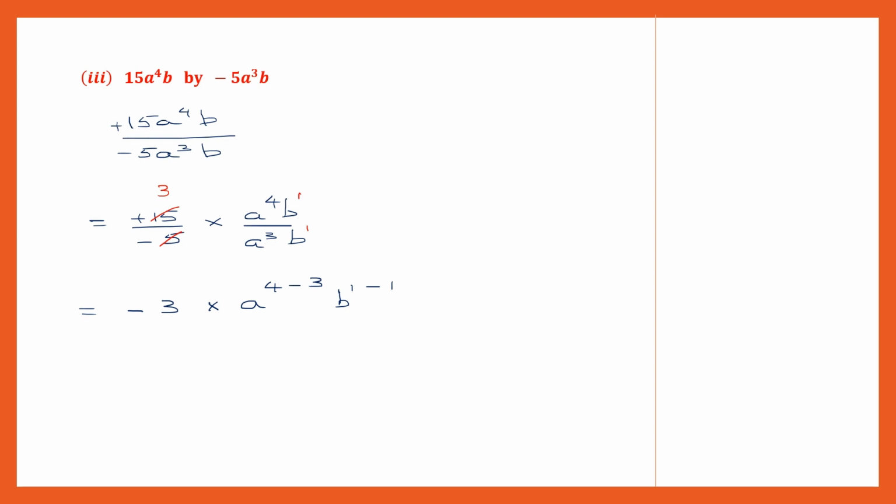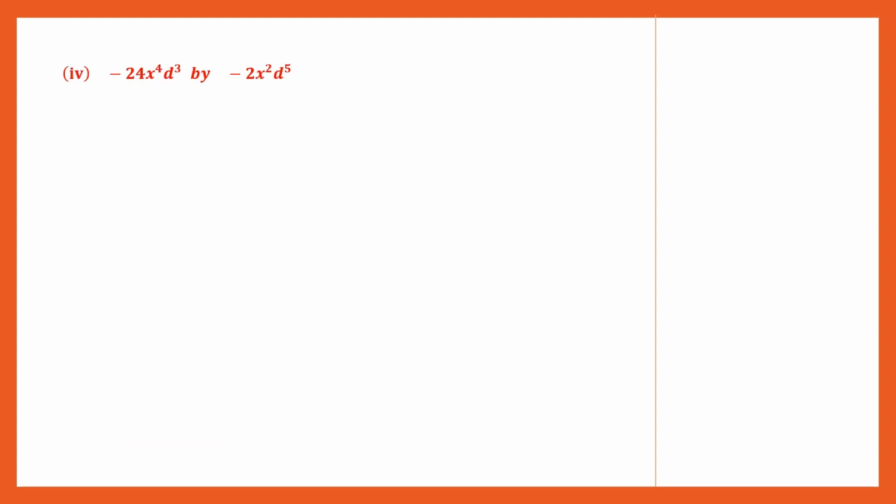Now let's simplify this. This becomes minus 3 into a to the power of 4 minus 3 is 1, and b to the power of 1 minus 1 is 0. Now anything to the power of 0 will be equal to 1. So this is minus 3 into a into 1. So this is minus 3 into a, which is minus 3a, which is our final answer.